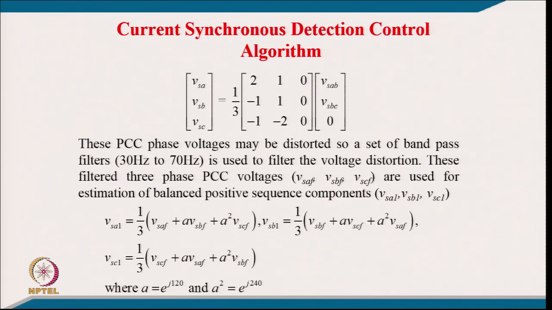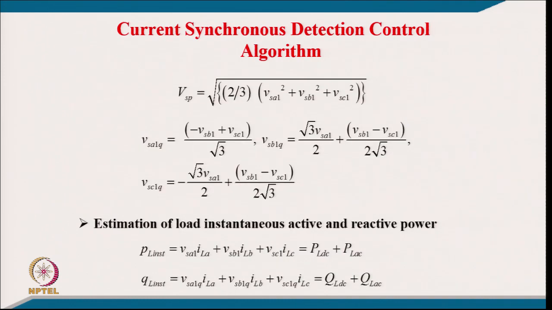Because in India we can even have unbalanced voltage, we can get the positive sequence voltage, which is a balanced voltage, with this operator instantaneously. Then from the phase voltage positive sequence voltage we can get the amplitude of the voltage, and these are the quadrature voltages, 90 degrees away from the positive sequence voltage. From this we can get the load instantaneous active power and load reactive power, and after filtering we get the fundamental reactive power, that is the DC component, and for quadrature voltage the fundamental reactive power of the load.